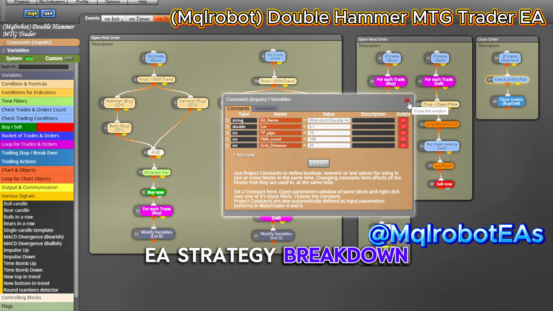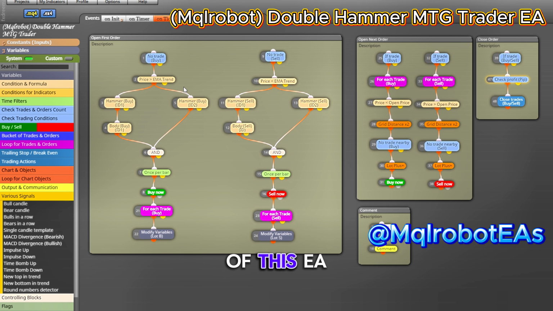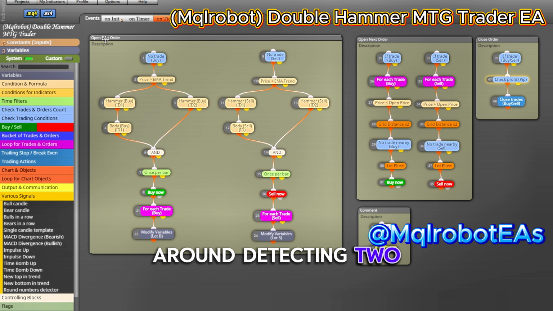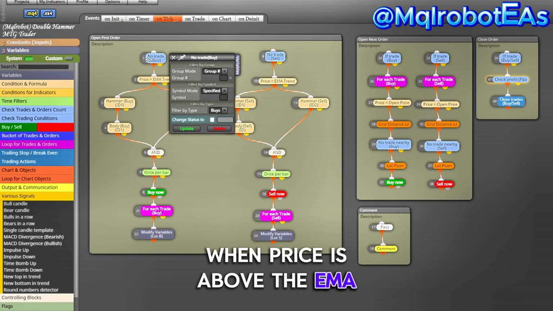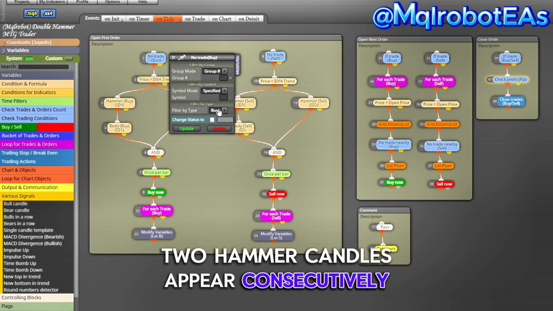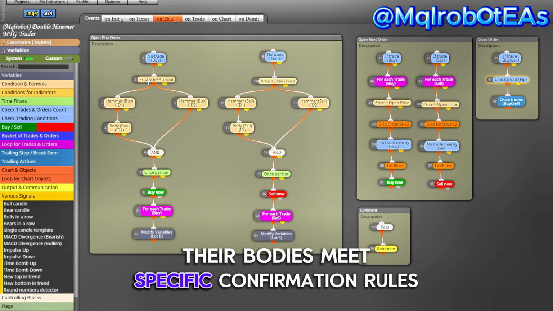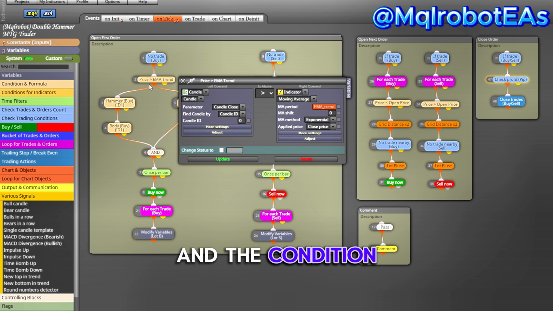EA Strategy Breakdown. The core logic of this EA revolves around detecting two consecutive hammer candles aligned with the EMA trend. A buy trade is triggered when price is above the EMA trend, two hammer candles appear consecutively, their bodies meet specific confirmation rules, and the condition is met only once per bar.